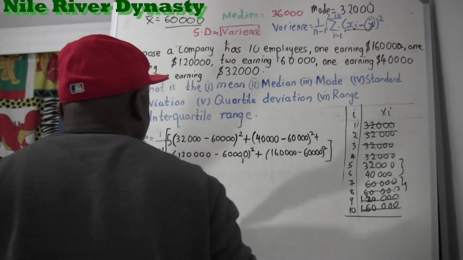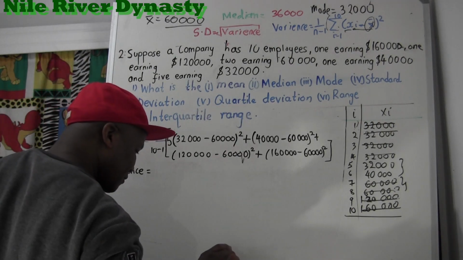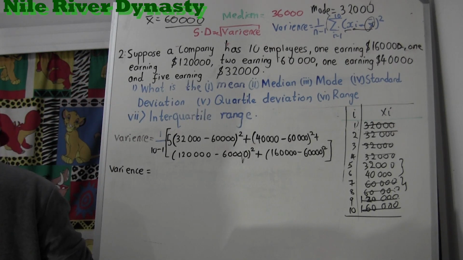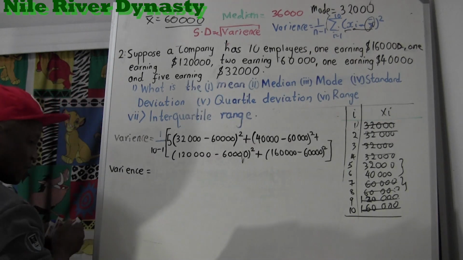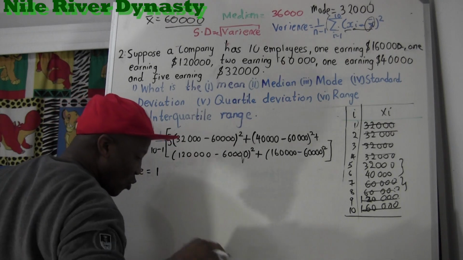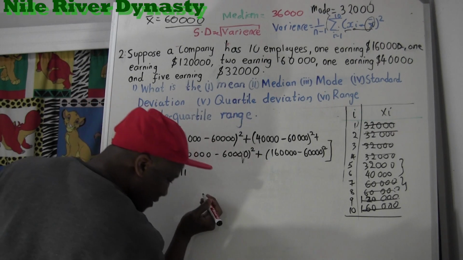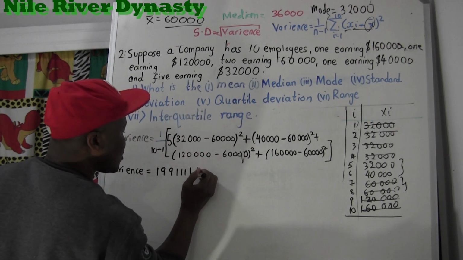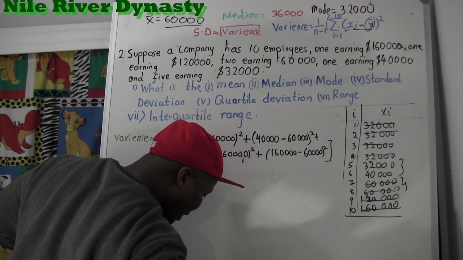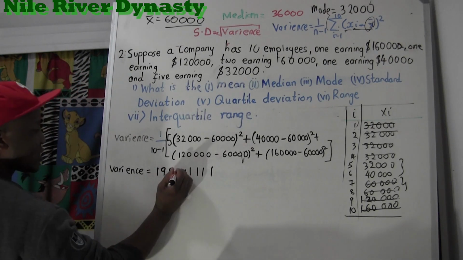Okay. So if you add all this stuff here, all this stuff when you add is going to give you 199. Take all these, divide by 9. You know what I'm saying? When you divide by 9, it's going to give you 1991111, and so on, with the decimals continuing. So this is going to be our variance.